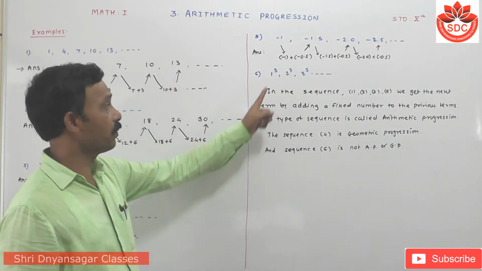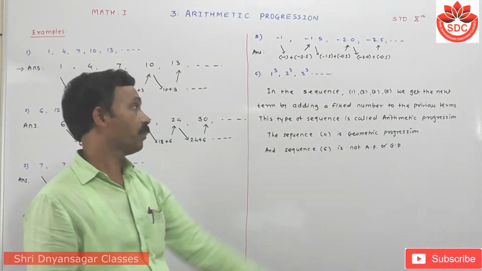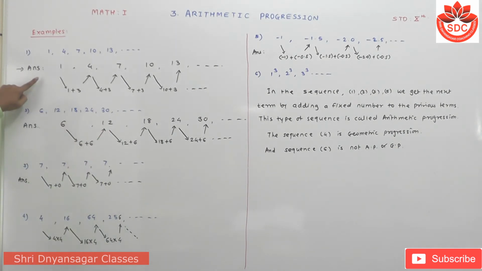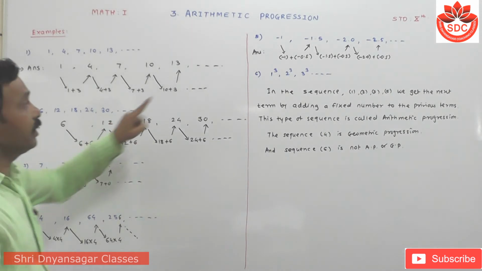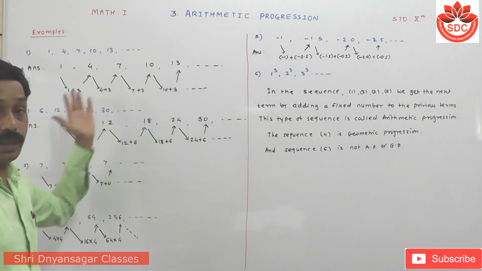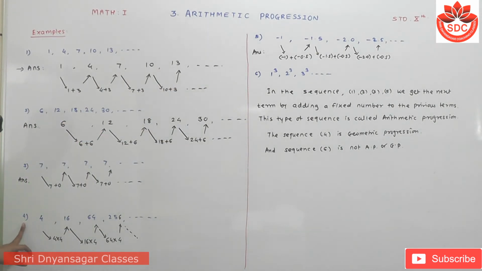Now look carefully. Here is 1 cube, 2 cube, 3 cube. The next number is 4 cube, 5 cube, etc. Now when we look at all these examples, look at the first, second, third, and this fifth. Now you have to add a number to its previous term, we get the next number. But when we look at question number 4, you have to multiply each term by 4. We get the next terms.